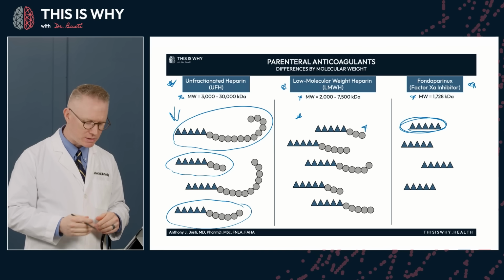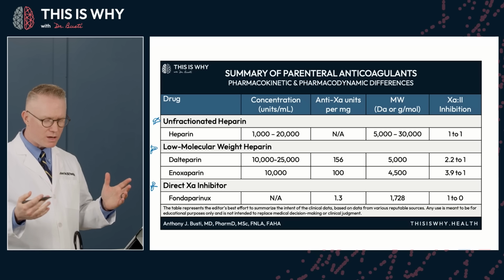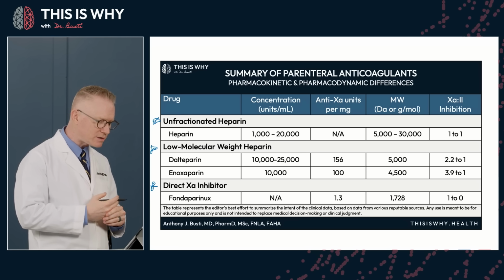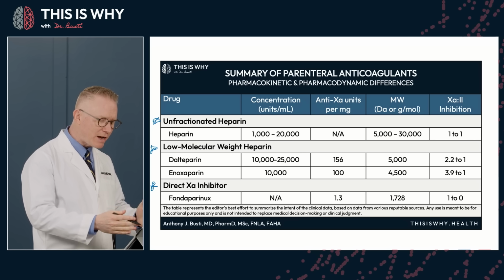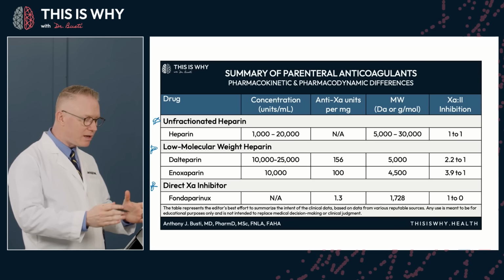Now, I've summarized those things here also in this table, which again is available at thisiswhy.health for you for free. But I broke down each of those classes. You can see the unfractionated heparin here, low molecular weight heparin section here, and our direct 10A inhibitor specifically, or factor 10A inhibitor, Fondaparinux. I provide you the molecular weight in column 3, and then you see a couple things.